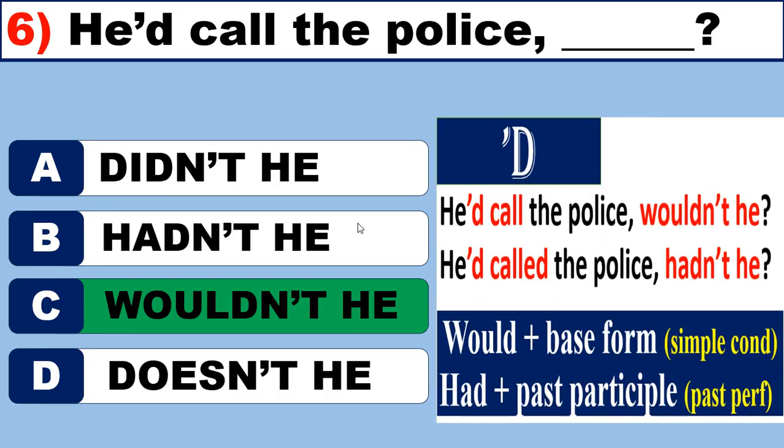Donc, lorsque vous avez un tag questions, comme on l'a eu il y a quelques années au baccalauréat, he'd call the police, wouldn't he? Et he'd called avec ed, c'est hadn't he. Parce qu'on a vu en classe que would plus base form is simple conditional and had plus past participle is past perfect.